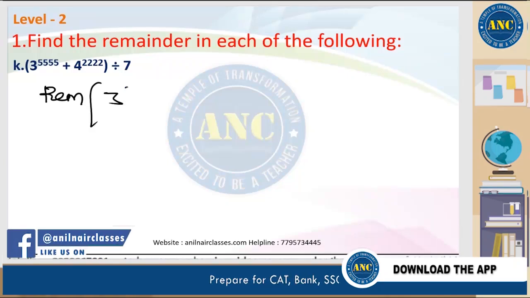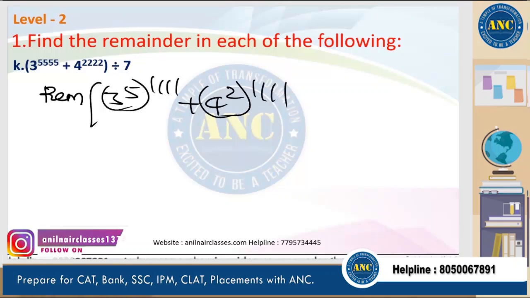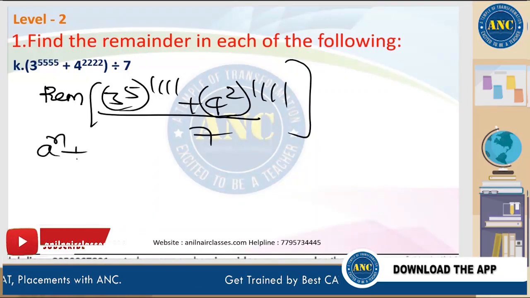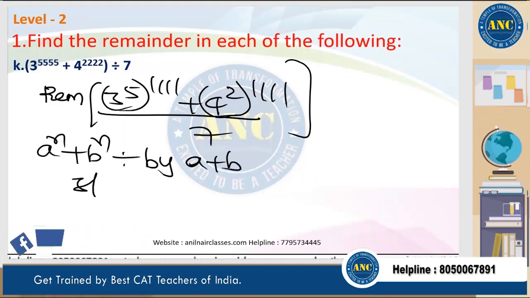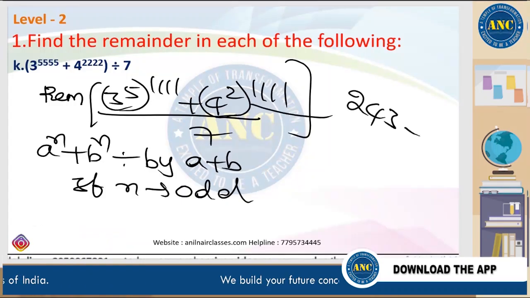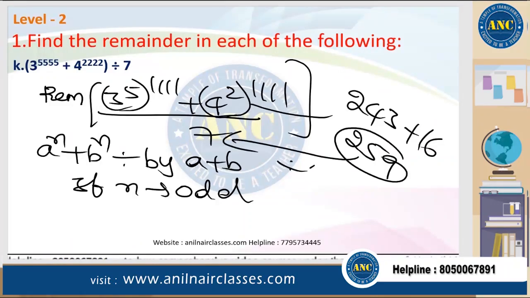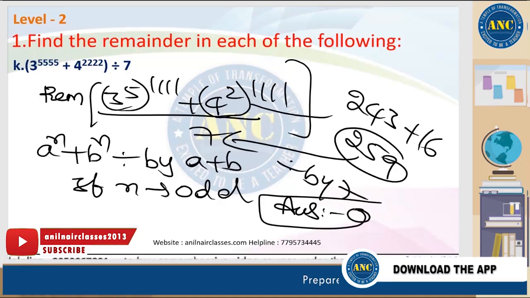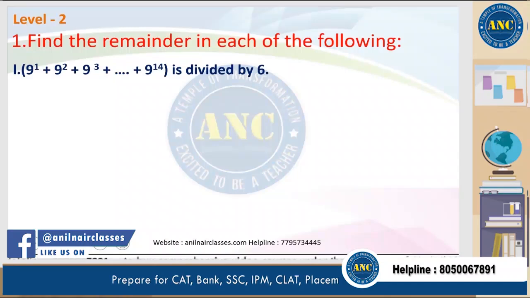3 power 5 power 11111 plus 4 square power 11111 divided by 17. Are you all with me? A power n plus b power n is always divisible by a plus b if n is odd. So this is nothing but 243 plus 16, which is 259. Any number divisible by 259 is also divisible by 7. So answer 0. Very, very easy question.